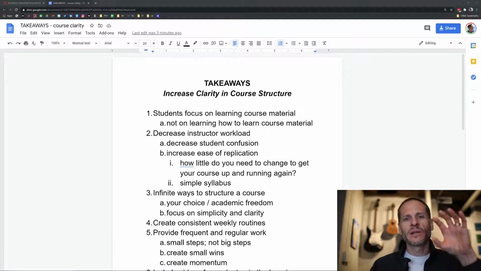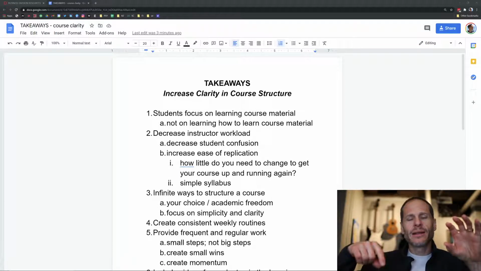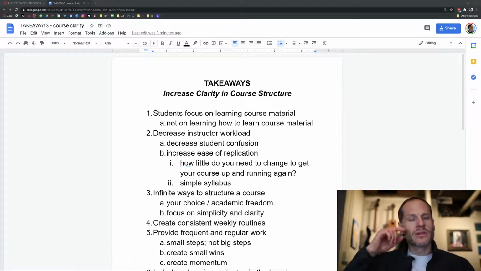You want them to focus on learning the material they're there to learn, and you want to minimize the amount of time that the students have to figure out how do I learn this material. So you don't want them to spend their time. You want them to spend as little time as possible learning how to learn the course material.